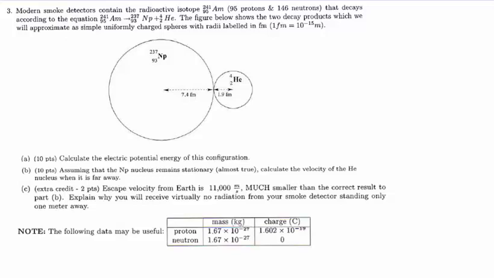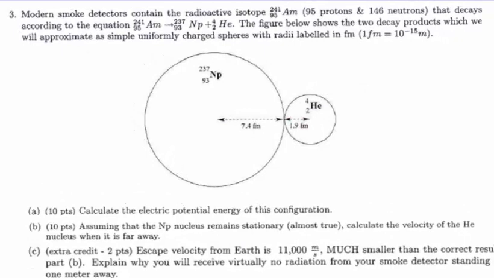Modern smoke detectors contain the radioactive isotope americium-241 with 95 protons and 146 neutrons. This isotope decays according to the equation: americium-241 yields neptunium-237 plus a helium nucleus.